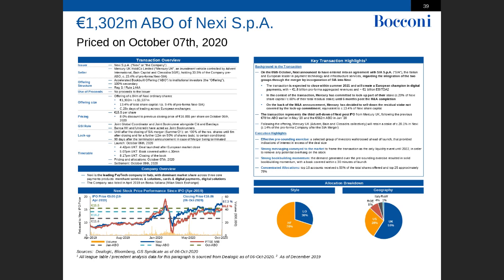Next session will be on capital increase and the rights issue. So far we have done the IPO and the accelerated book building offerings. Next step is the rights issue.